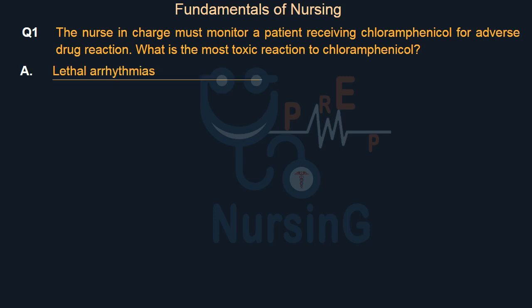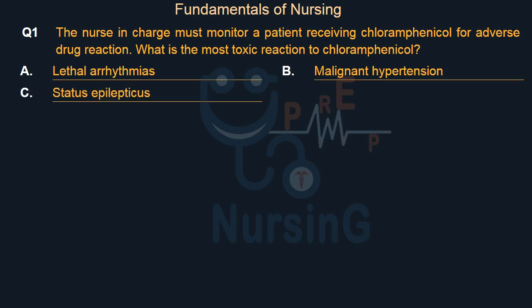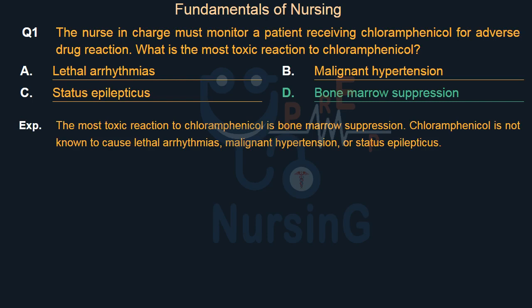Option A. Lethal arrhythmias. Option B. Malignant hypertension. Option C. Status epilepticus. Option D. Bone marrow suppression. Right answer is Option D. Bone marrow suppression. The most toxic reaction to chloramphenicol is bone marrow suppression. Chloramphenicol is not known to cause lethal arrhythmias, malignant hypertension, or status epilepticus.